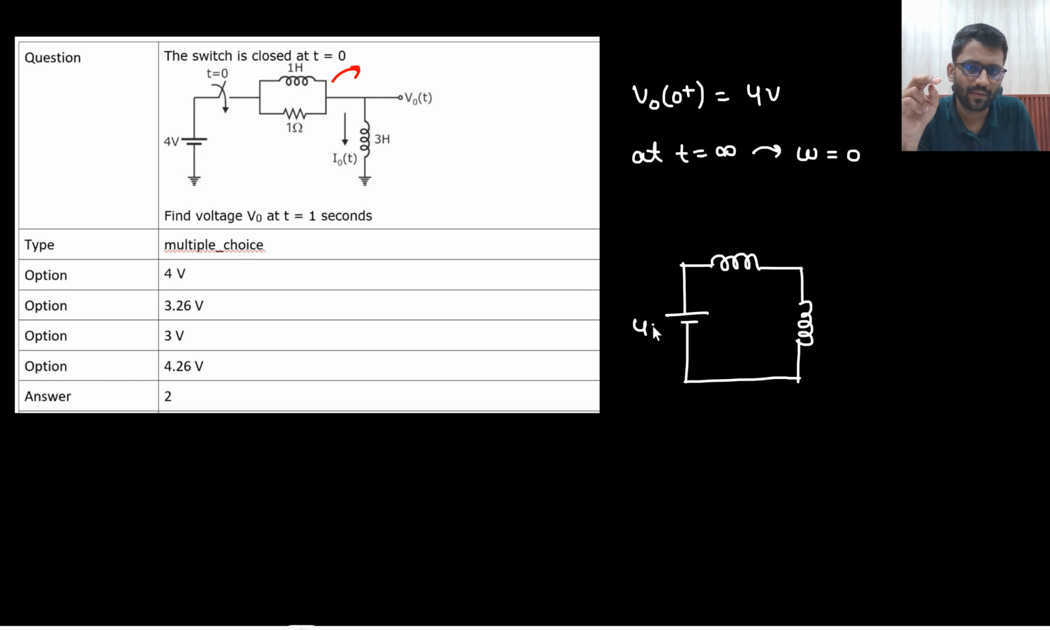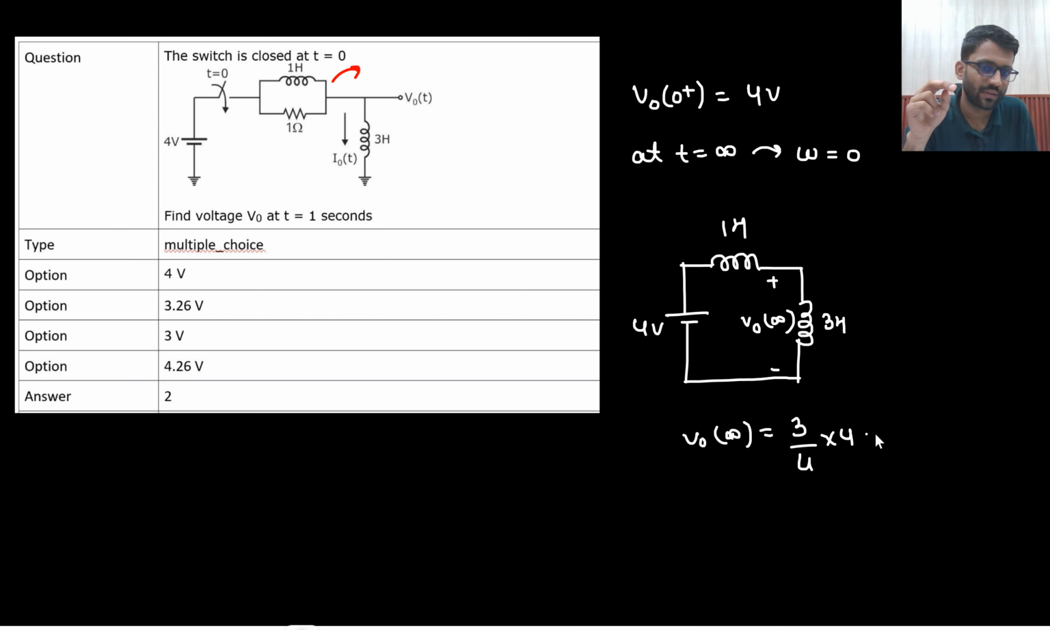Volt, 1 Henry and 3 Henry, and this is your V naught t, V naught infinity. So what will be your V naught infinity? That would simply be 3 by 4 into 4. That would be 3 volt. So V naught infinity is 3 volt.